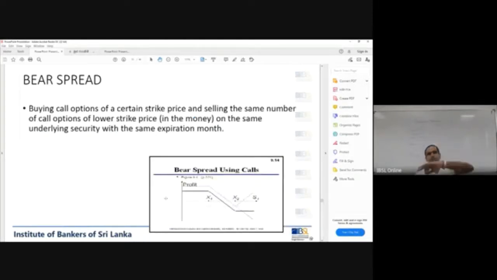Bear spread: if the market falls, you make money. Here, you buy a put option at a high strike and you sell a put option at a lower strike. You can also construct it using call options. You sell a call at a higher strike price and buy the same number of calls at a lower strike price on the same underlying security with the same expiry month.